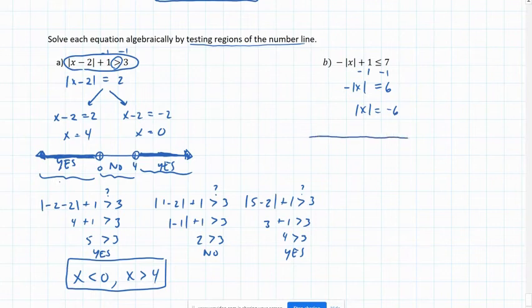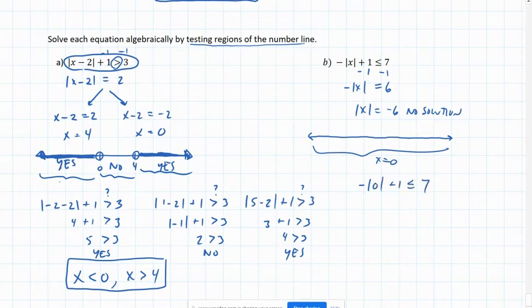So that means we're going to have the entire number line with only one region, because there are no solutions to this equation. And so that means our solution is either going to be the entire number line or none of the number line. So go ahead and just pick any number you want on the number line and test it. An easy number to plug in is 0. So if I plug in 0 to test it, negative absolute value of 0 plus 1, is that less than 7? 1 is less than 7, and so that's yes. So that means the entire number line is a yes region, and so we would shade the entire number line.